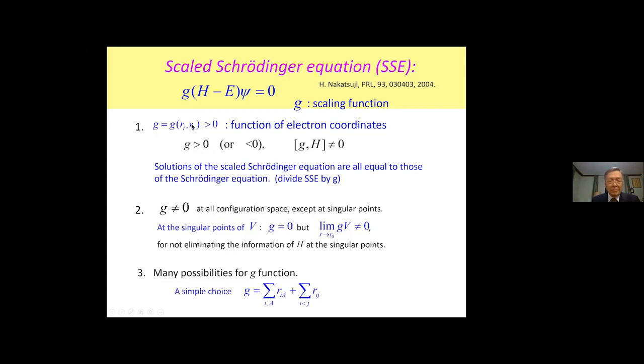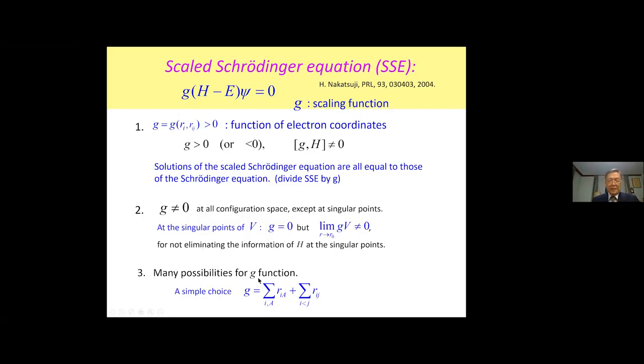Because G is always positive, you can divide by G without affecting the solution. So the SSE scales the Schrödinger equation, and the two have the same set of solutions. G should not be zero in all of configuration space except at singular points. But even at the singular point of the V potential, where G equals 0, GV approaching the collisional point should not be 0, so as not to eliminate the information of the Hamiltonian as a singular point.